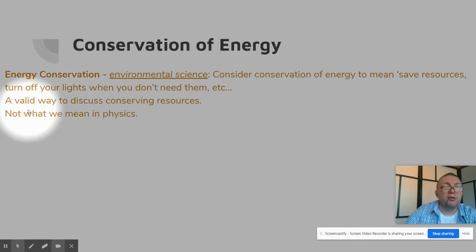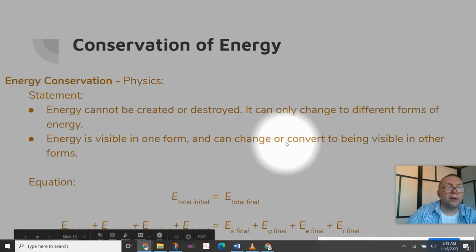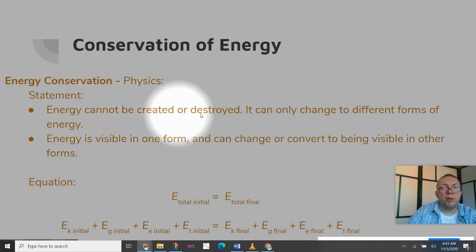But when we're talking about energy conservation or conservation of energy in physics, this is not the definition we would use. It's a perfectly valid definition for environmental sciences and for other areas, but it's not what we mean when we talk about energy conservation or conservation of energy in physics. When we talk about it in physics, we're saying that the total energy in a system cannot be created or destroyed, or energy anywhere cannot be created or destroyed. It can only change to different forms of energy.